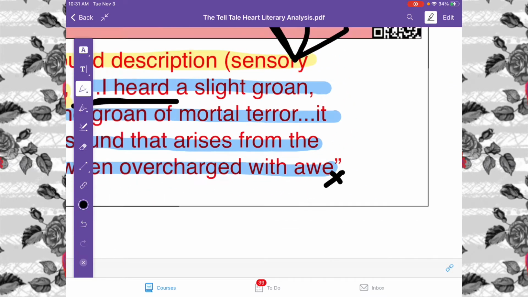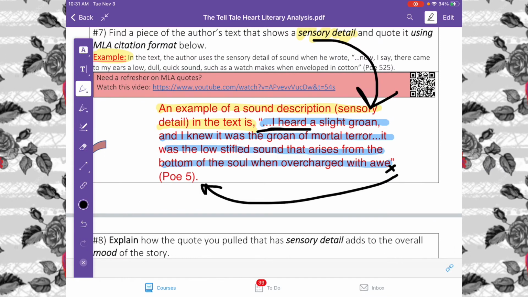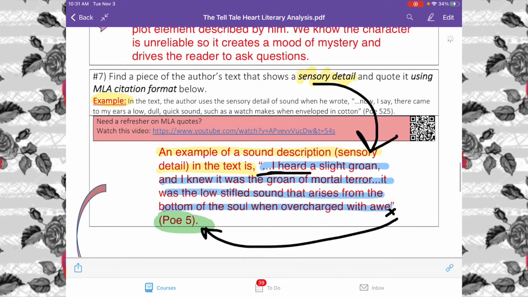Okay, at the very end, punctuation, kick it out, and we put it at the end of the citation. The citation is the author's last name and page number we found that quote in, in parentheses. So it should look like this. So now I have my lead-in, I have my author's words, and I have my citation at the end. Yours should look something like this.